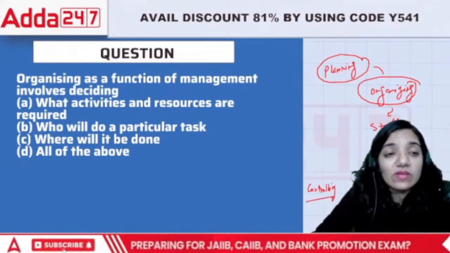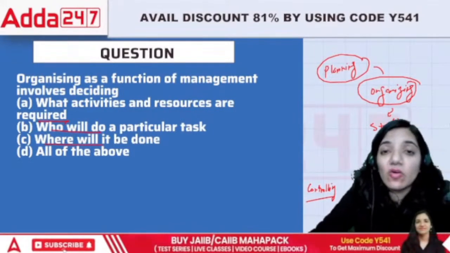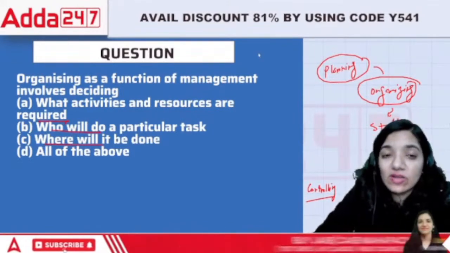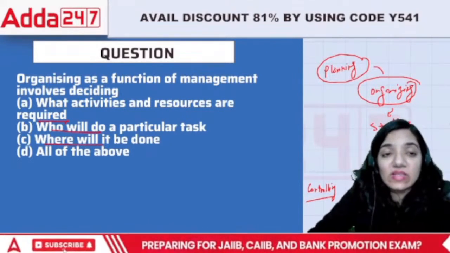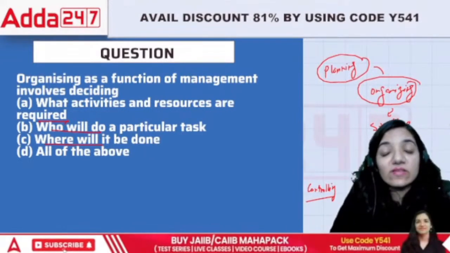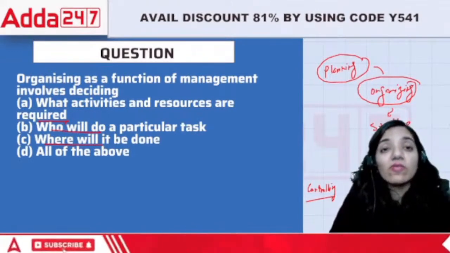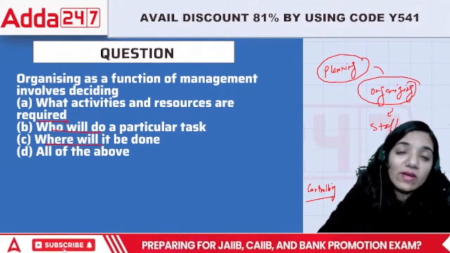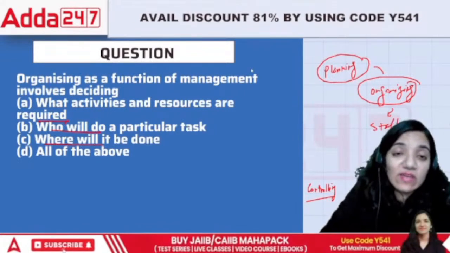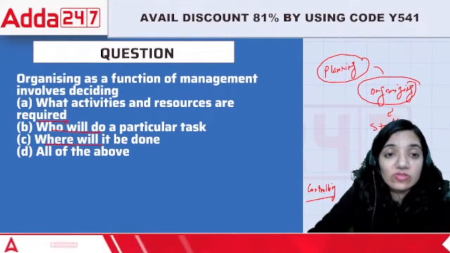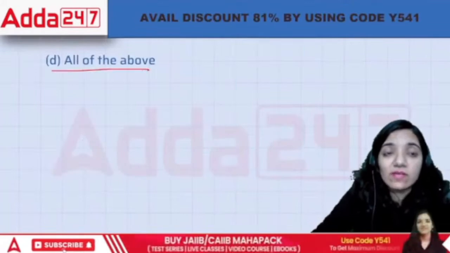So what activities and resources are required, who will do a particular task, or where will it be done, or all of the above. What is organizing exactly about? See, organizing starts with the working that is being done. So that's the difference between organizing and planning, that the mental work is done by the area of planning, and the organizing takes care of the ultimate arrangements of the resources and everything else that is required in terms of management. So the correct answer is all of the above here.